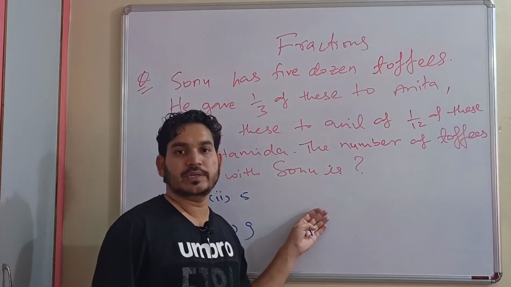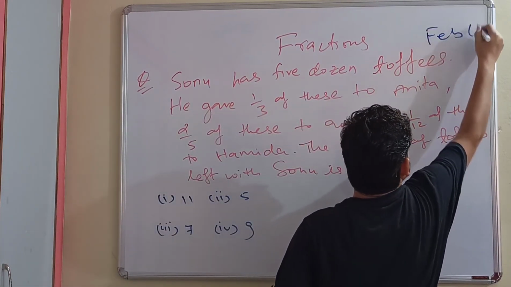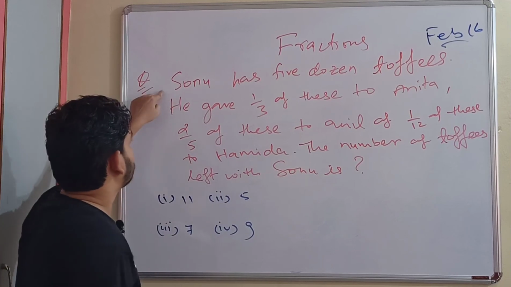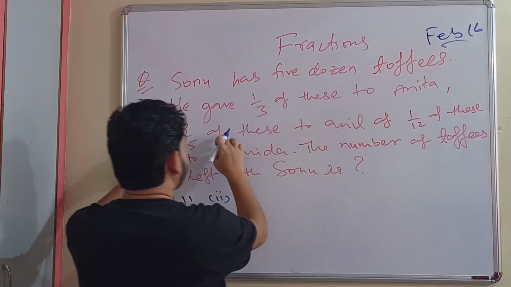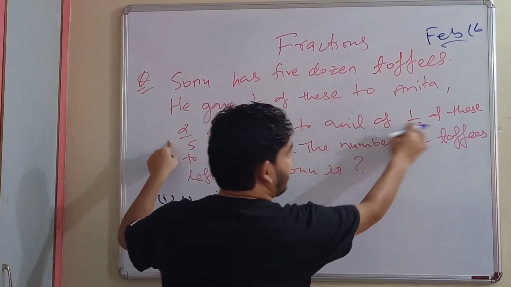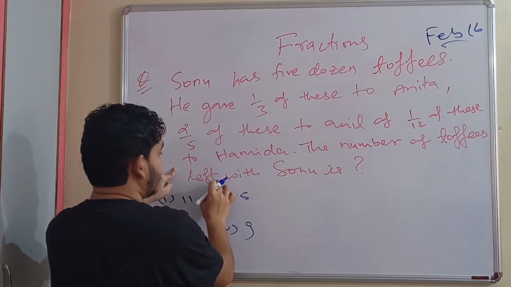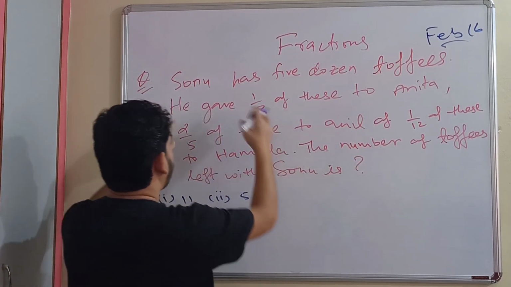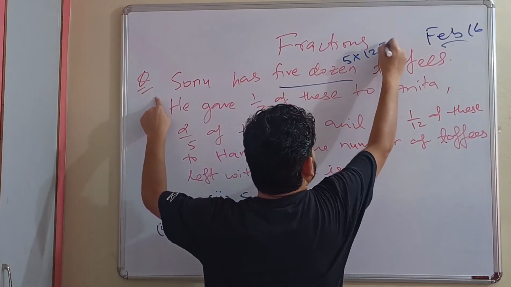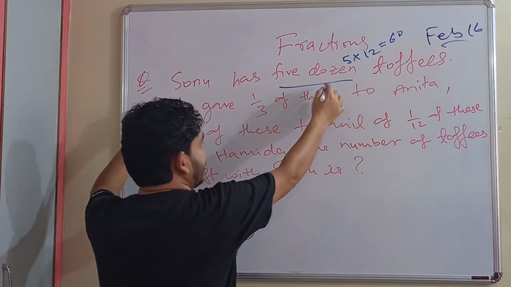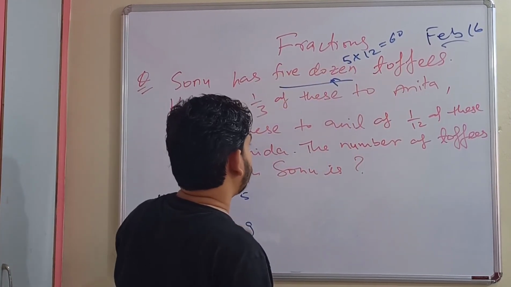Okay, so this is another question based on fractions. This is from the Feb 16 exam. So let's see. Sonu has 5 dozens of toffees. He gave 1/3 of these to Anita, 2/5 of these to Anil, and 1/12 of these to Hamida. The number of toffees left with Sonu is? So how many toffees is he having? 5 dozen means nothing but 5 into 12, 60 toffees he is having, because we know 1 dozen is nothing but 12 items.